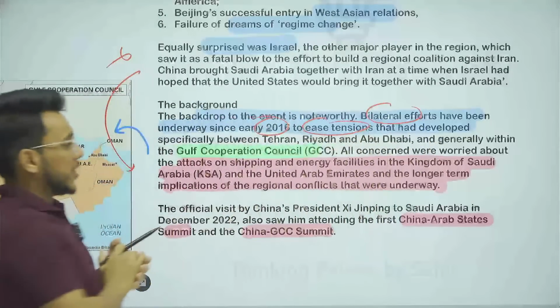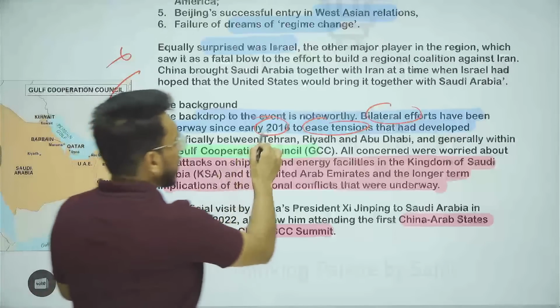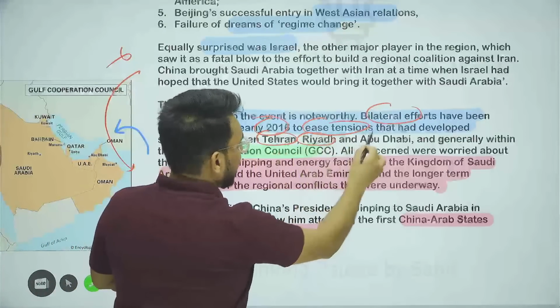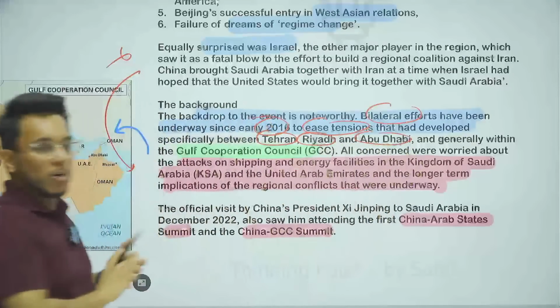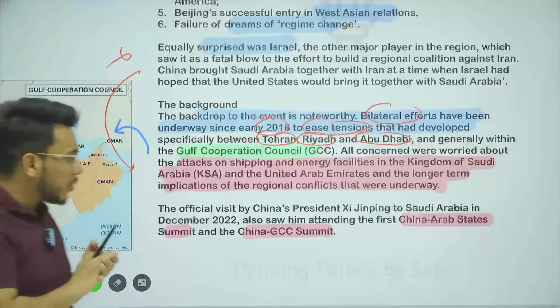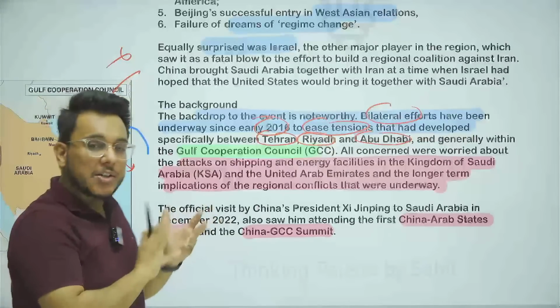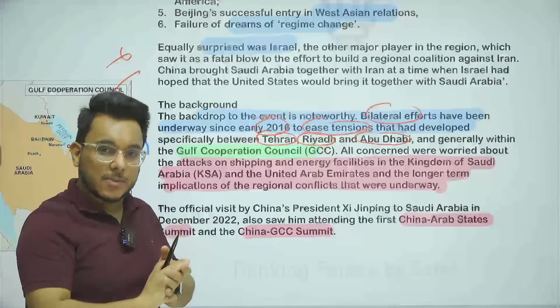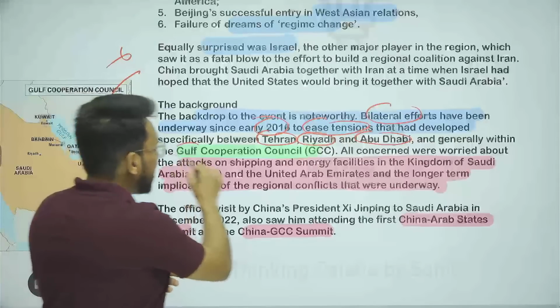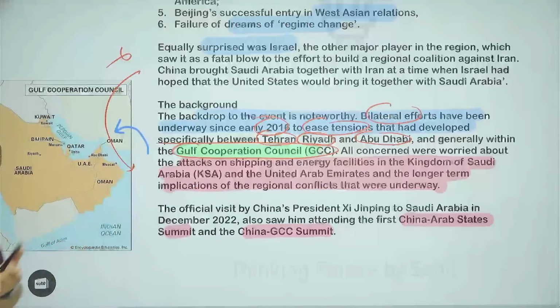For example, it has been said that since 2016, bilateral efforts have been made to ease the tensions. So Iran, Saudi Arabia, and UAE are trying to ease the tensions. Moreover, over the years, bilateral disputes were there. For example, the Saudi Arabia and Iran dispute is going on. Even within the GCC, the Gulf Cooperation Council, there were tensions.